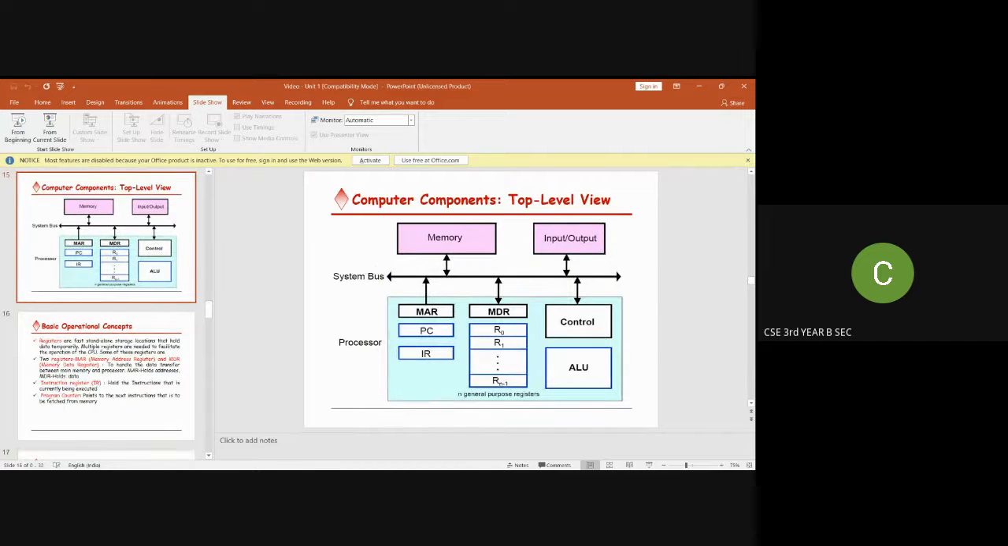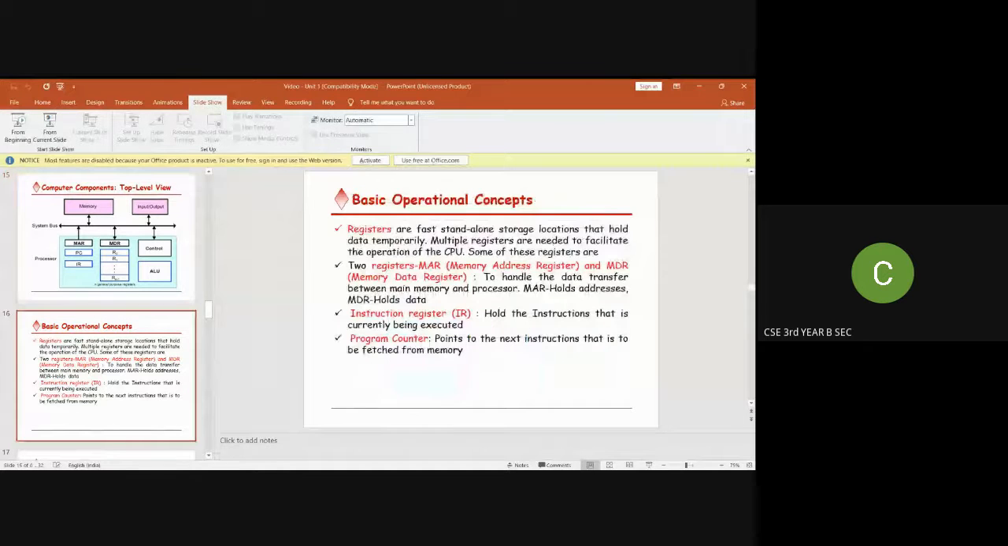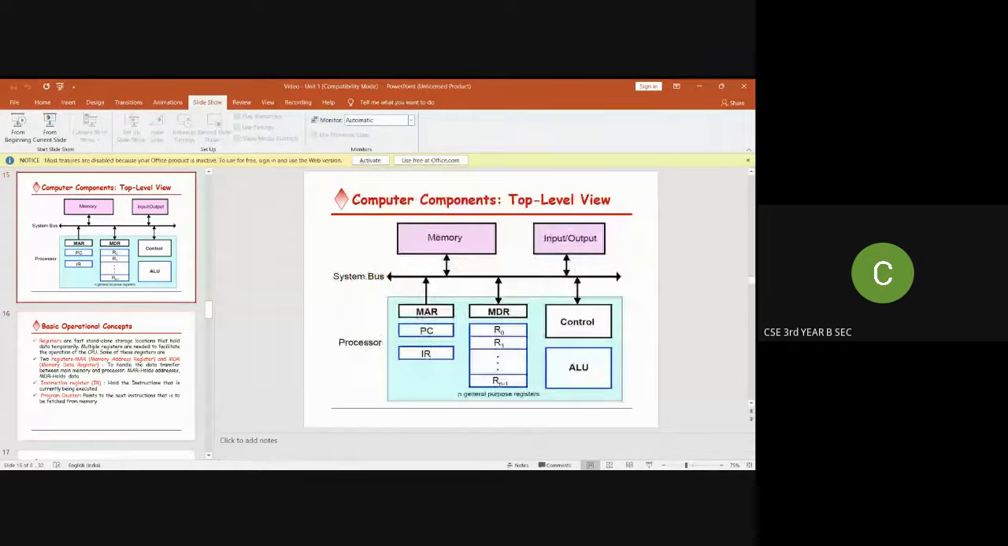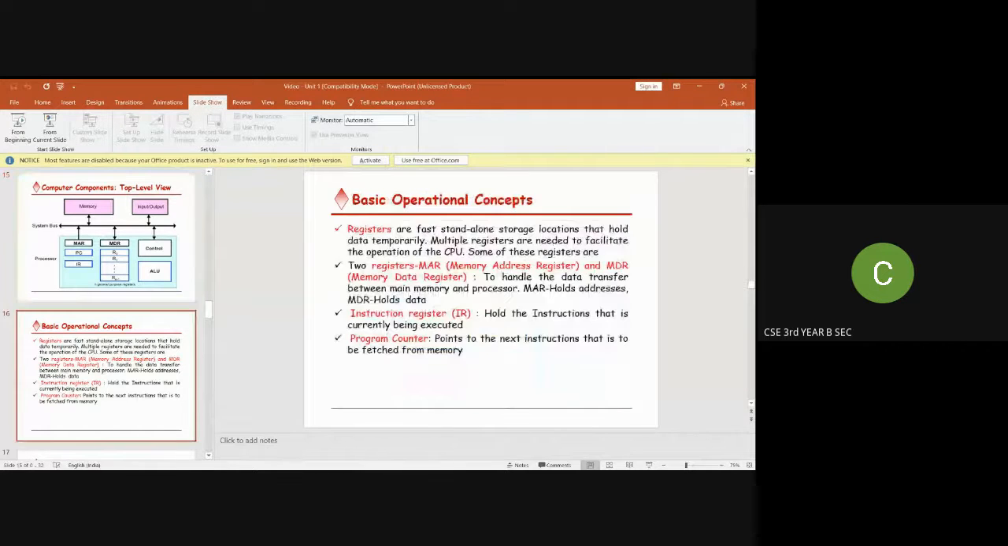So within the processor, we have different registers like the MAR and MDR registers, and also the program counter, PC, the control unit and the ALU. These are the basic operations of a computer. The steps to be followed by the processor in order to do some operation are discussed here.